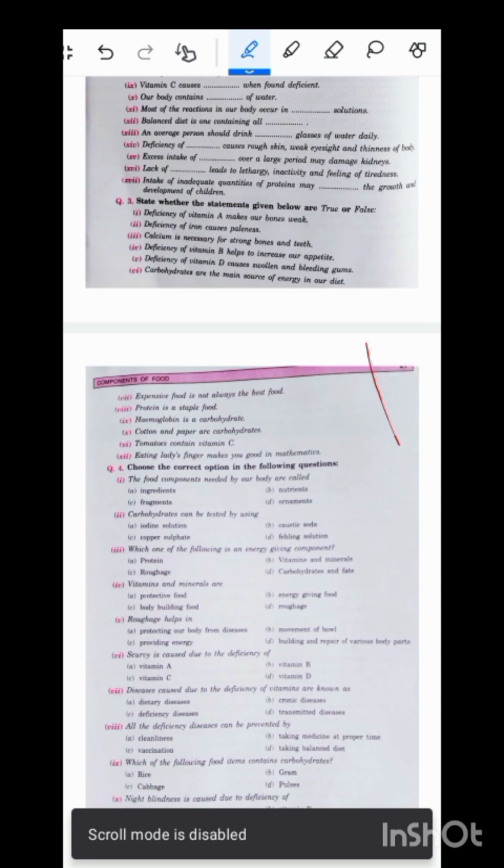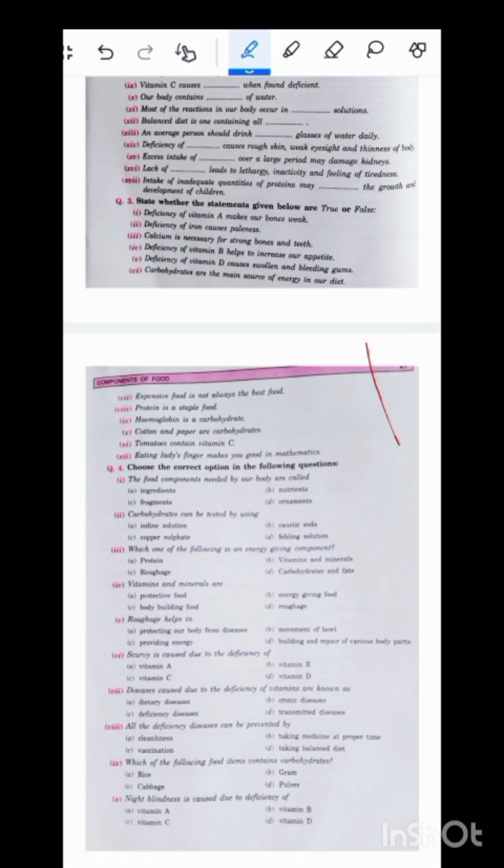It is false because it makes our eyesight weak. Deficiency of iron causes paleness. Yes, it is true. It causes anemia, which causes paleness. Calcium is necessary for strong bone and tooth. Yes, it is true.